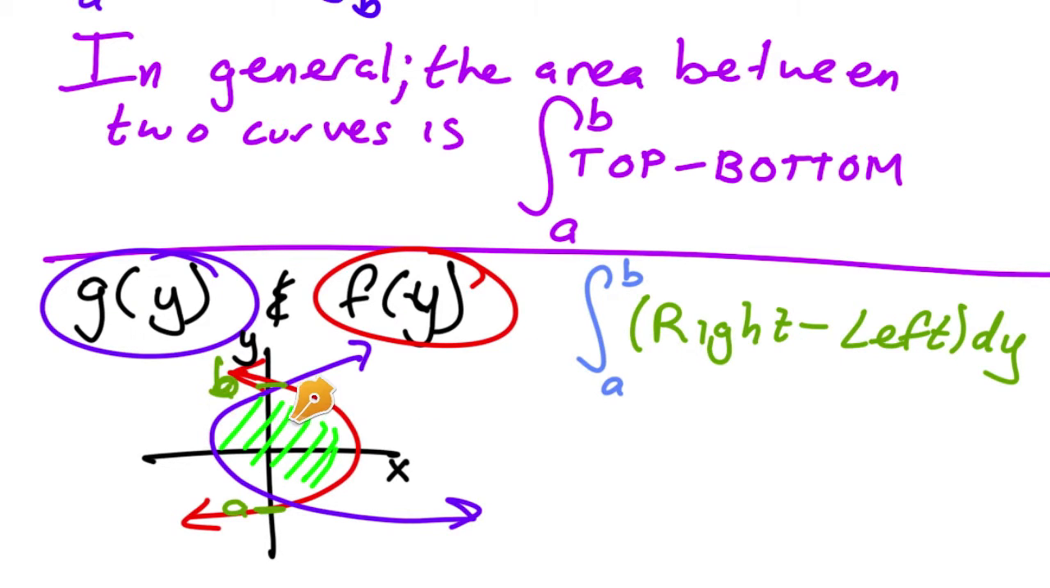Notice that when you have a function with respect to y, the positive values are over here on the x-axis. So here, for example, this f of y right here is larger than g of y. And so it's kind of analogous to this one right here. This one would be the top, the right one. And this one would be the bottom, or in this case, the left one. Okay, so let's do an example.